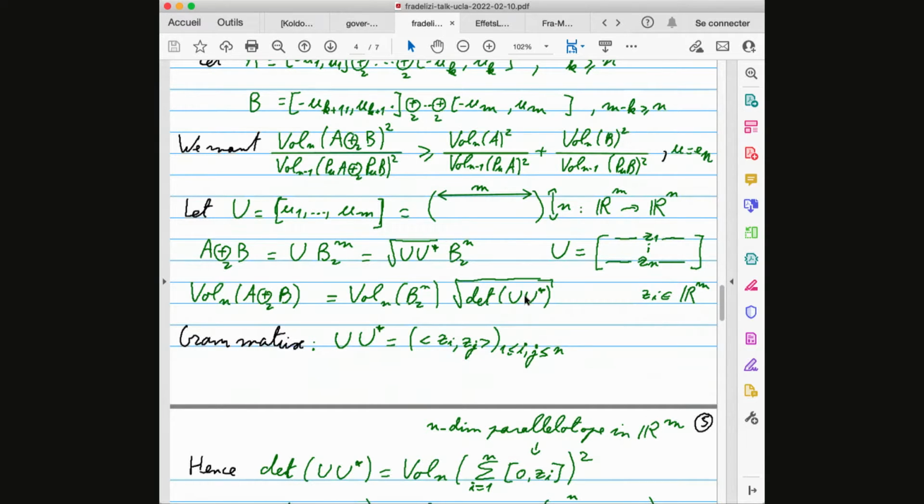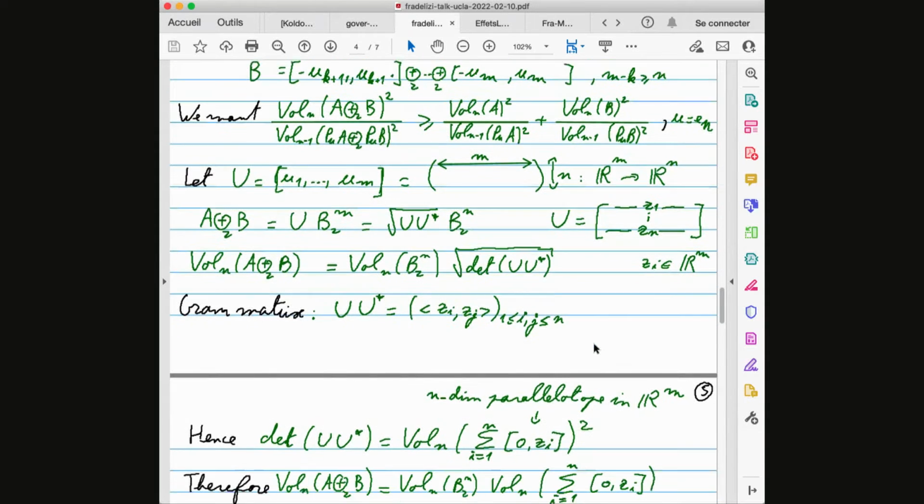So this determinant of U U star is exactly, in fact, the Gram matrix of the vectors Z1, ..., Zn, which are the lines of U. So now you introduce Z1, ..., Zn, which are the lines of U, which are vectors in Rm. M is big, you remember? So you have a smaller number of vectors in a big space. And U U star is just this scalar product, which is called the Gram matrix.